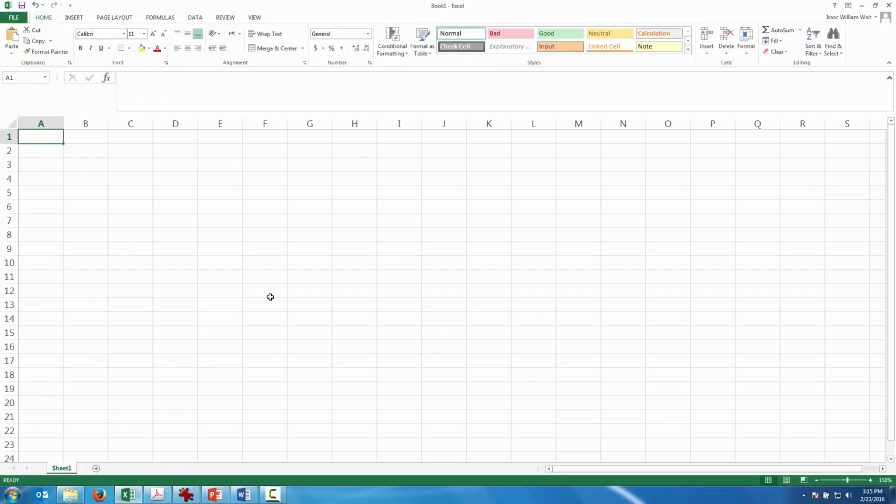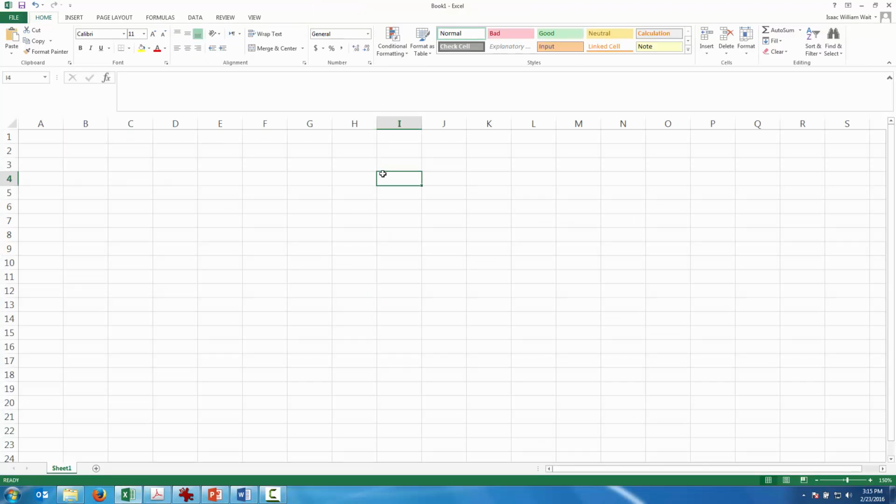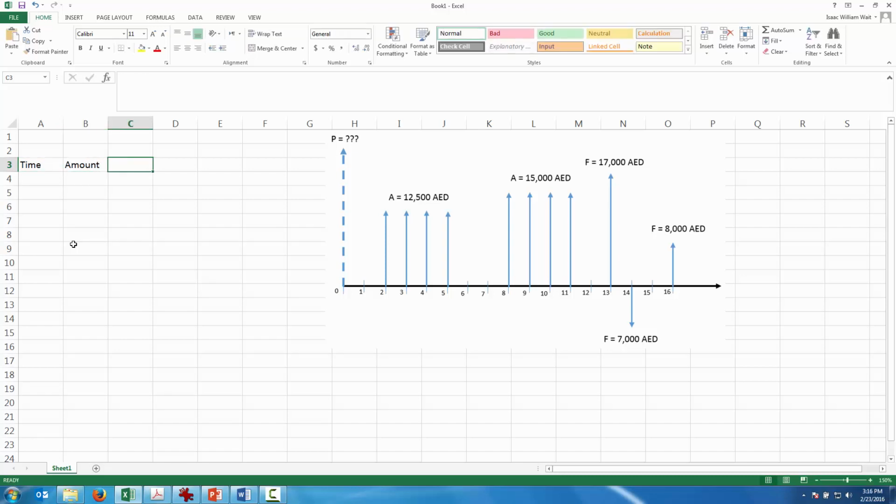So here I've got Excel open, and I'm going to translate the cash flow diagram. Let me just copy it and paste it so that you can see as I translate it into the table what I'm doing here. So the first thing is I'm going to be adding a column that I call time, and then amount, and then the PV of amount.